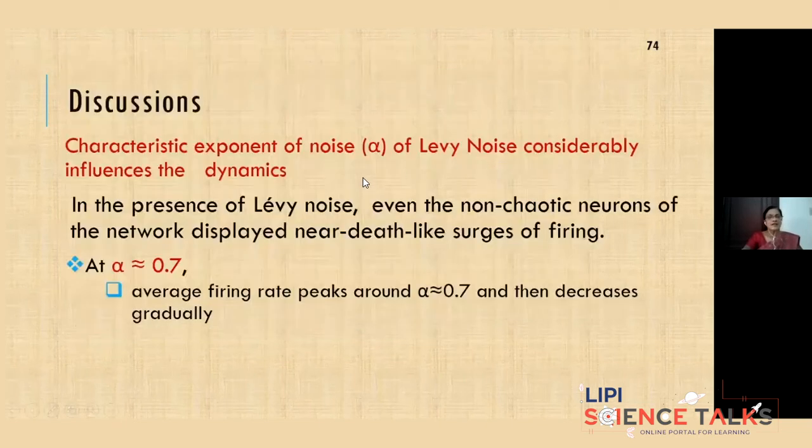Now, with the discussions, what we have examined here, the results are at alpha equal to 0.7. The firing rate peaks at around alpha equal to 0.7 and then decreases. It has become maximum, and gamma waves result at alpha equal to 0.7. And near-death surges are also exhibited by this network in the presence of LIPI noise, even when non-chaotic neurons are present in the network. In the earlier case, in the absence of LIPI noise, we could observe the near-death surges only in the case of chaotic neurons. But in the presence of LIPI noise, even the non-chaotic network displayed near-death surges.